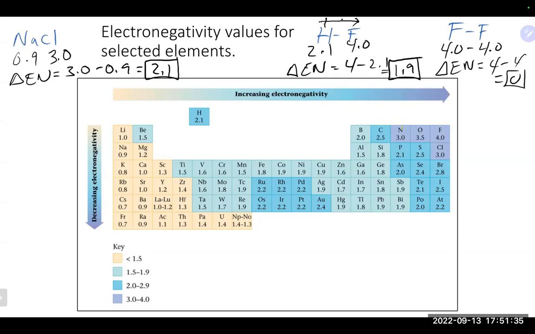Yeah, so in this case, we just want the difference. So you take the larger number, so you get a positive number. It's all good. Yep. Other questions?